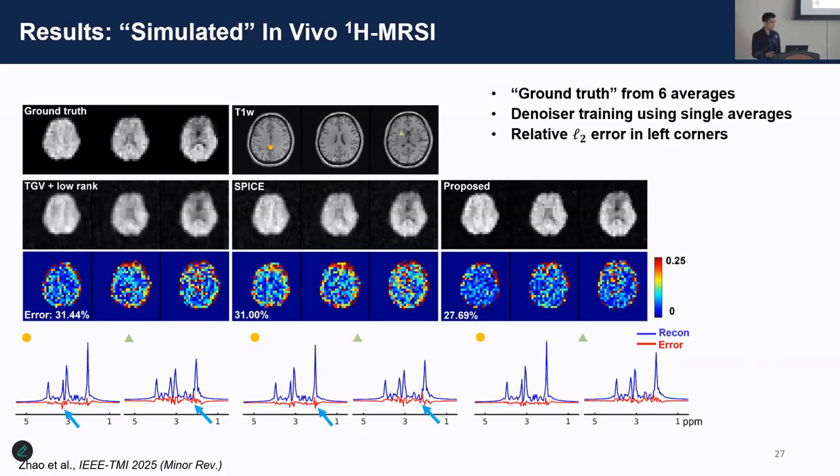And here are some results. First of all, simulation. We took a lot of time to acquire one set of quote-unquote ground truth data with 6 averages in this 3D MRSI data, and used that and did some pre-processing to it to create a quote-unquote gold standard.